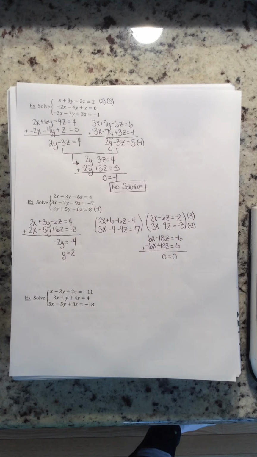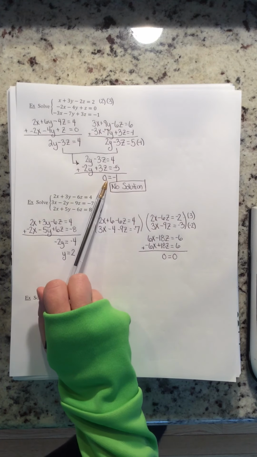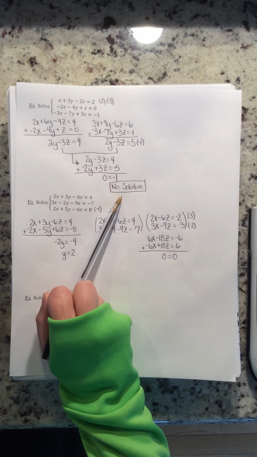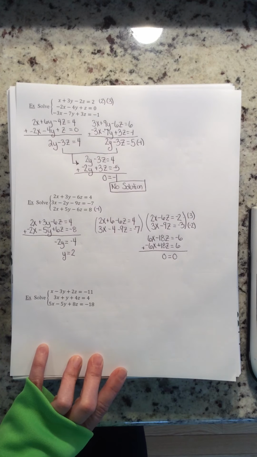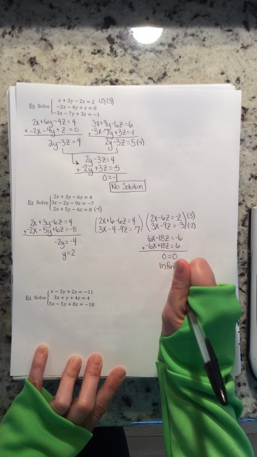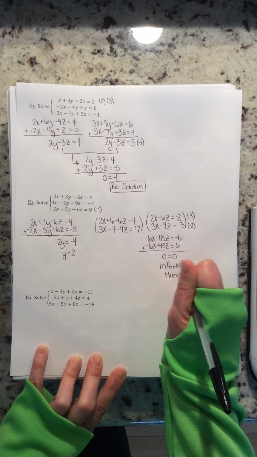And this time I'm not getting that false statement that we saw in the previous example. So up here in the previous example, when we get something that doesn't make sense, there's no solution. Down here, when we're getting something that makes perfect sense, 0 equals 0, we know 0 is 0 all the time. This is the case where we in fact will have infinitely many solutions. And we can just write our answer like this when this happens.